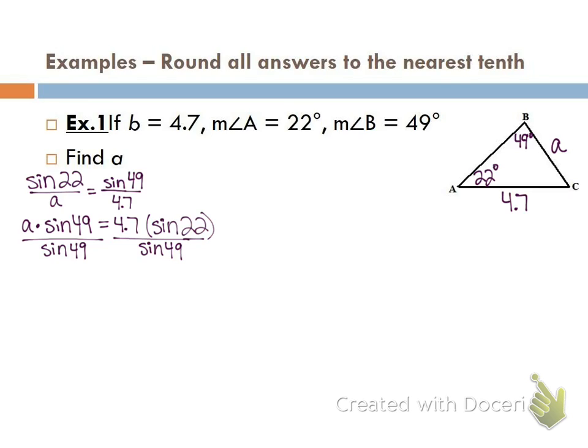John, what'd you get? 2.3. That's also what I got. Anybody else? Anybody need help getting that?